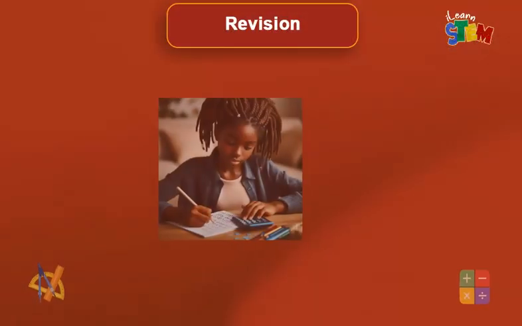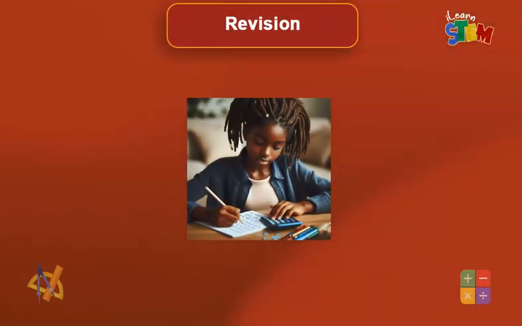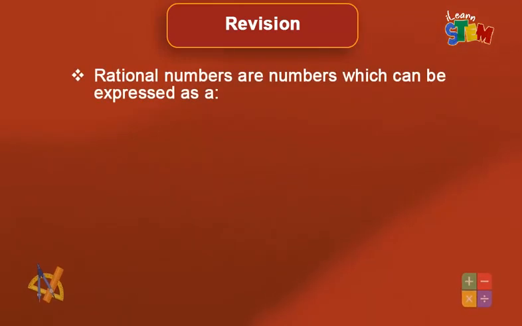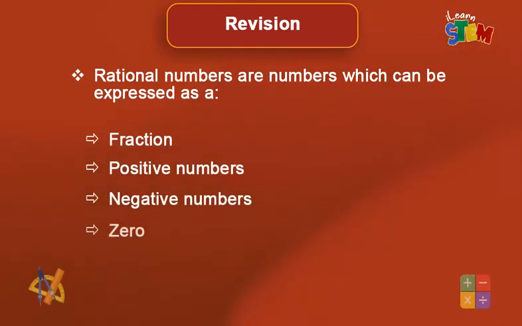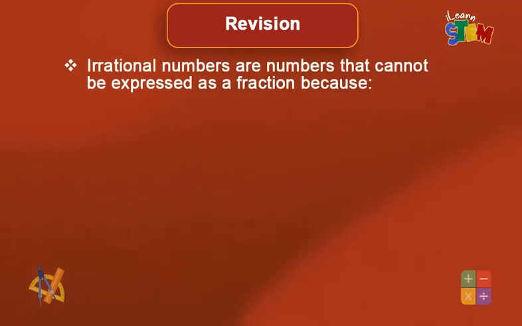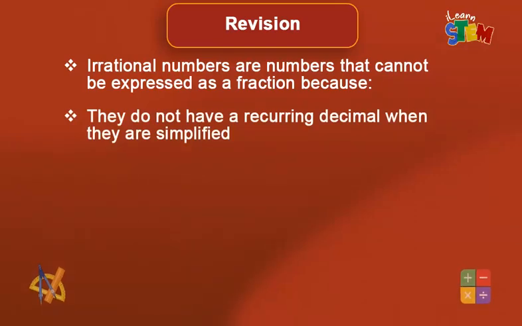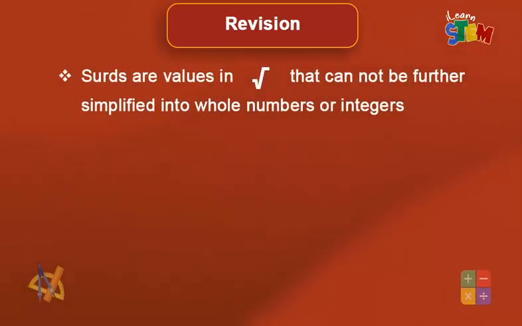Before we move into our new lesson, let us refresh our minds on what we learned during our last lesson. We learned about rational numbers, which are numbers we can express as a fraction and also as positive numbers, negative numbers, and zero. We also talked about irrational numbers, which are numbers that cannot be expressed as a fraction because they do not have a recurring decimal when they are simplified. Also, we talked about surds and its types.